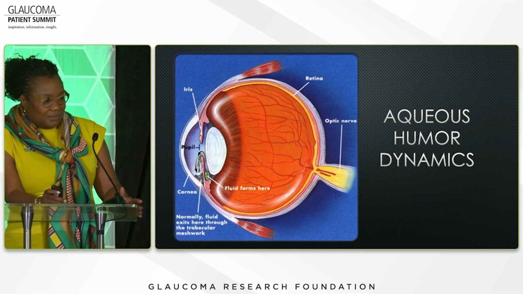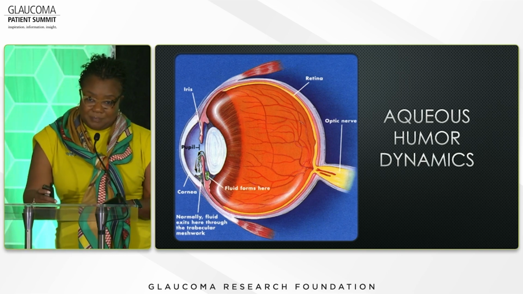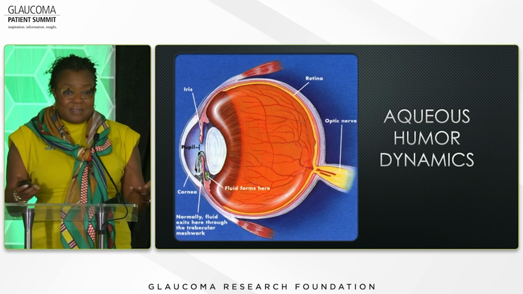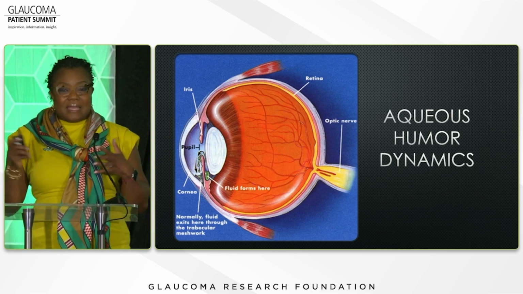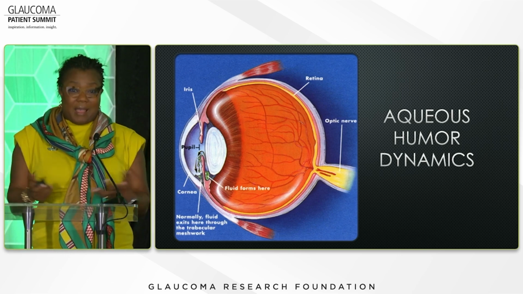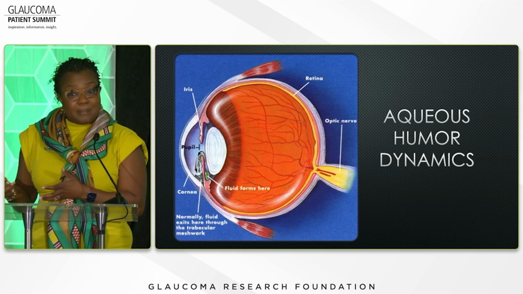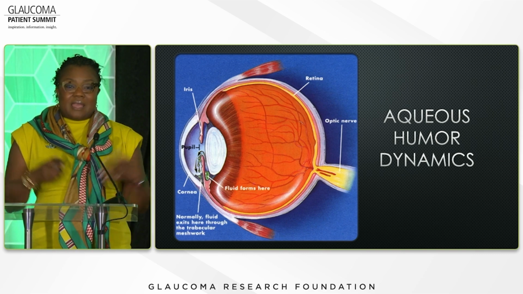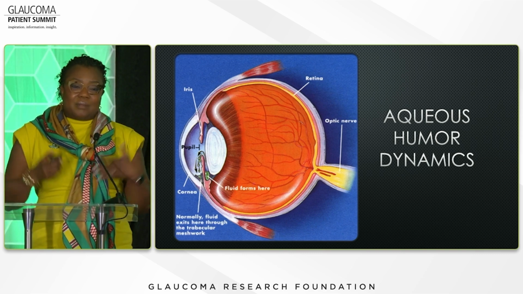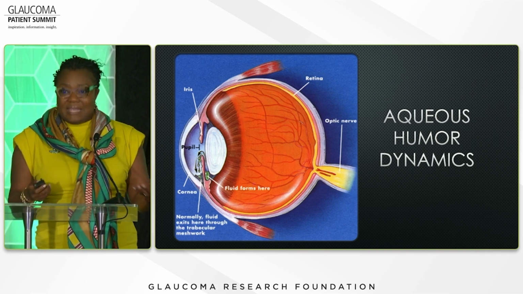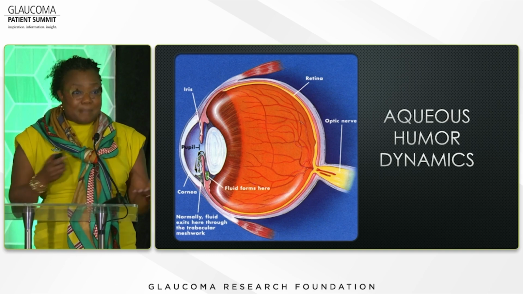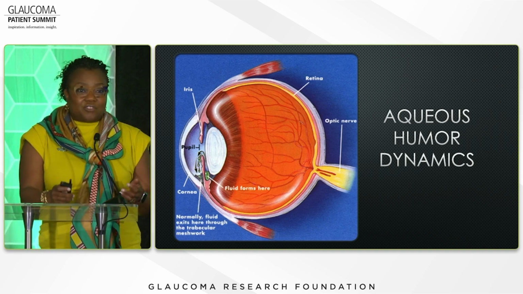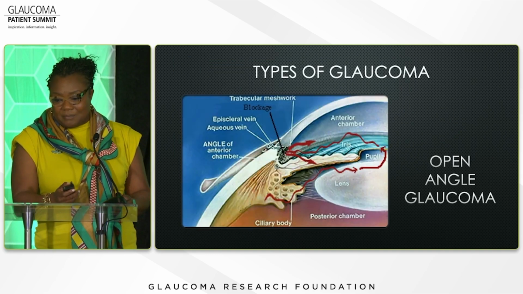The eye has to keep its form. And so in order to retain its shape, there has to be something to occupy the inside of the eye. We have vitreous on the back, and we have aqueous on the front side, which is fluid. And there's a constant dynamic production of fluid and fluid egress in the eye. And when there's an imbalance, there's an elevation in intraocular pressure in the eye.